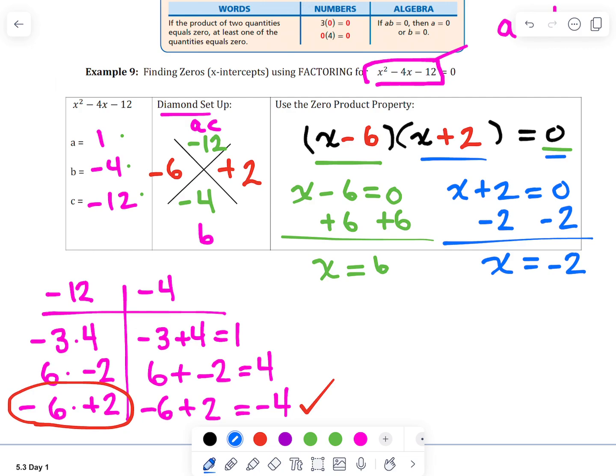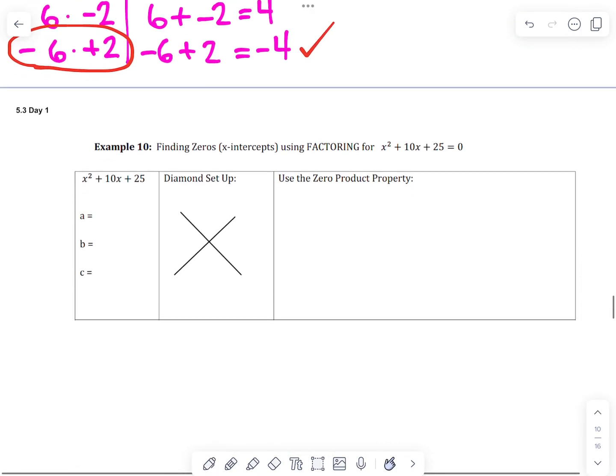These are what we call the zeros of the function. So our answers are negative 2 and positive 6. They are the zeros of the equation. They will then become our x-intercepts when we graph the parabolas. Let's do another one.